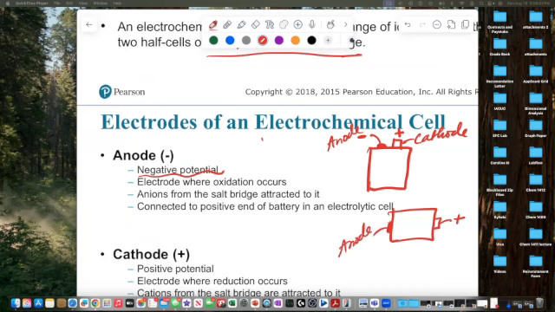Anode. You get it though. The anode side is a negative potential. That's the electrode where oxidation occurs, and ions from the salt bridge are drawn to it to replace the electrons that were lost. It tends to be connected to the positive end of the battery in an electrolytic cell. So in an electrolytic cell, this tends to be the opposite, right?